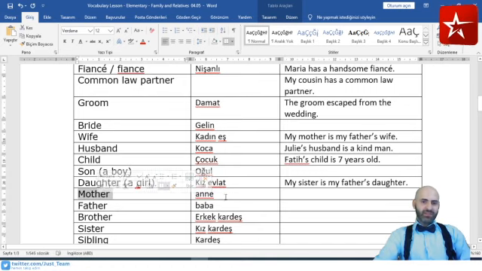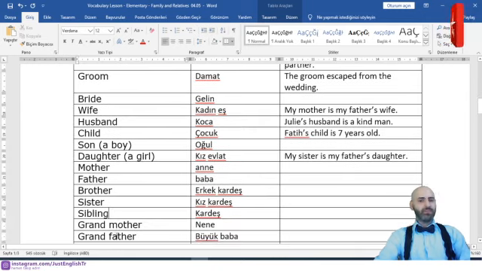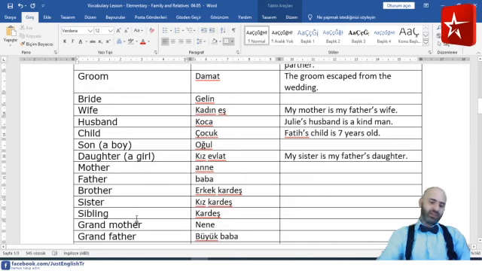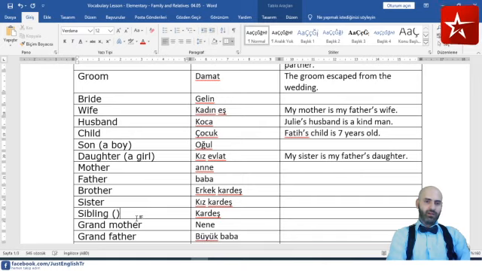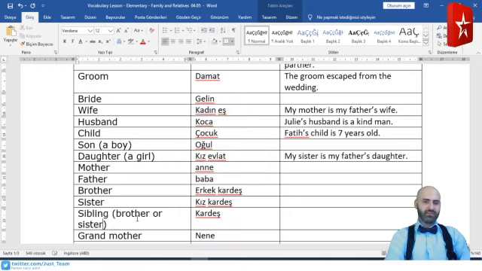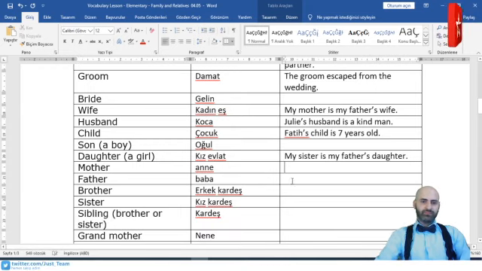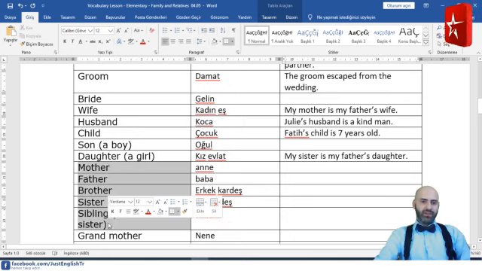Mother in Turkish is anne. Father is baba. Brother is erkek kardeş. Sister is kız kardeş. And sibling, this is boy or girl, doesn't matter. So sibling is brother or sister. We can use it for both, brother or sister. You understand all of these words, I think.